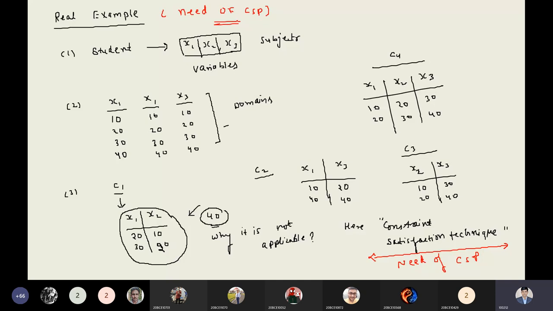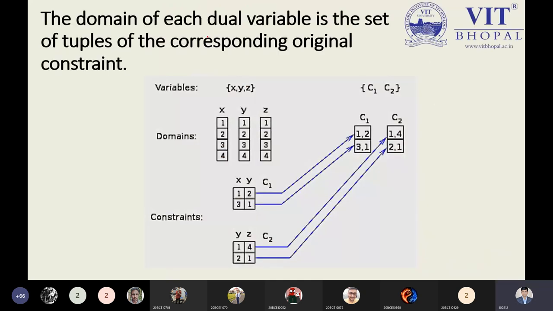After understanding this point, I'm sharing one more example. Just look at this point right now. We are defining all the points. The domain of each individual value is a set of tuples and the corresponding original constraints. We have C1, C2, inspired from the previous example. So this is another representation of our problem.